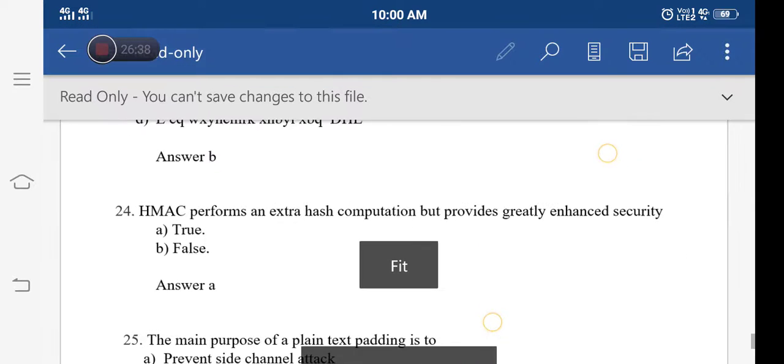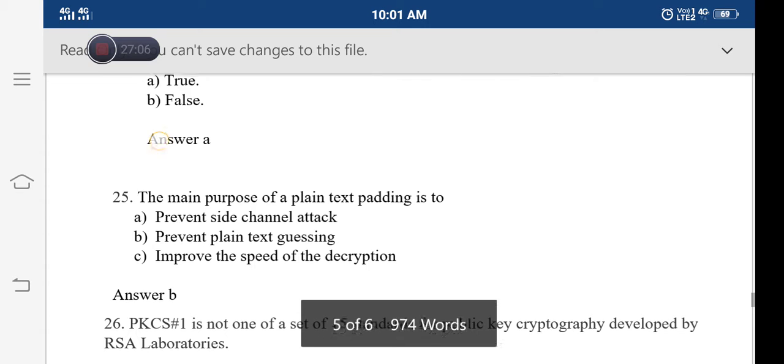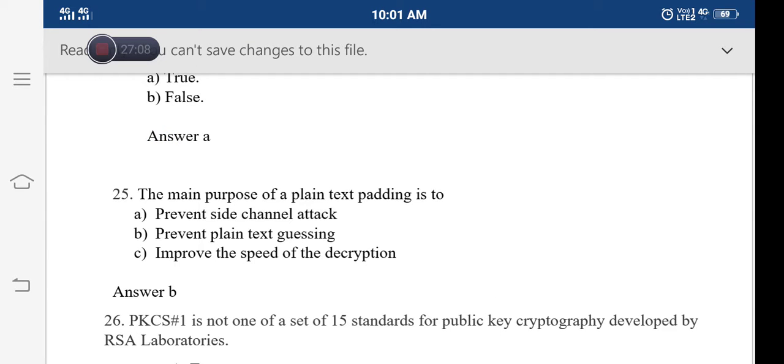Then HMAC performs an extra hash computation but provides greatly enhanced security. Yes, answer is true, because here they will be making use of more than one level hashing functions on the constant values, that is OPAD and IPAD, right? So answer is true. The main purpose of the plain text padding here is to prevent the plain text guessing.